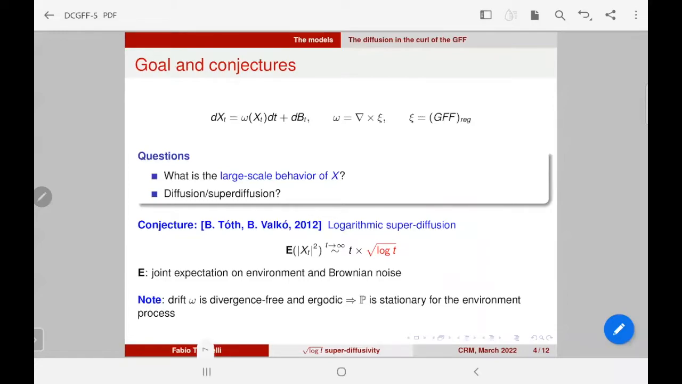An important remark here is that if you look at how the driving field is defined, you will see that it is pointwise divergence-free. You just compute the divergence and you see that it's 0 pointwise. Plus, the law of the environment is ergodic. In this case, it's well known that if you follow the particle, the law of the environment seen by the particle is P at all times. So P is the invariant measure for the environment process. This is really important. It's well known, but it's really essential. Okay, very good. This is the conjecture.